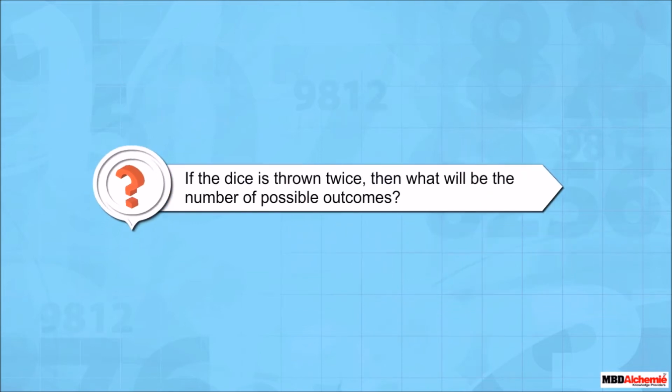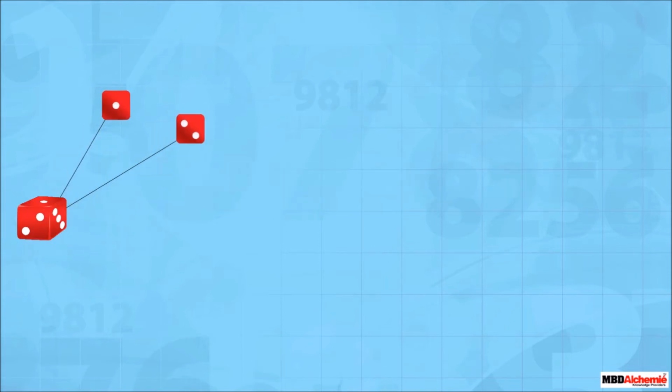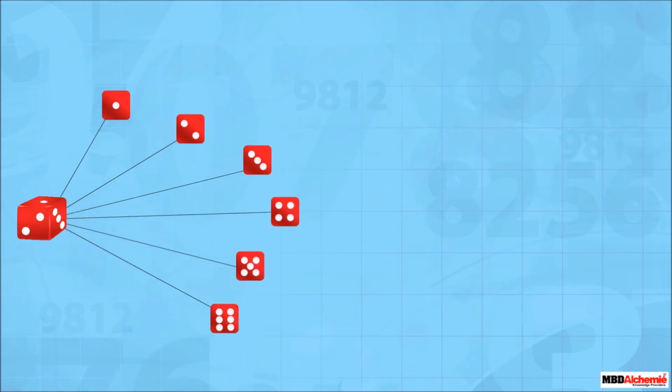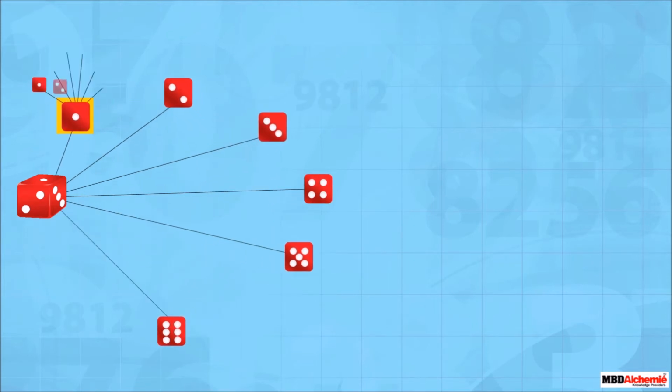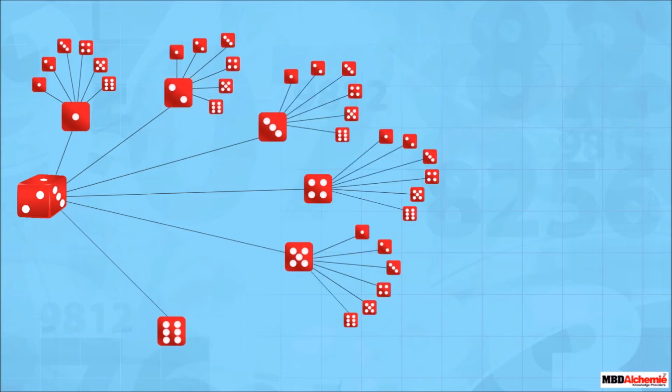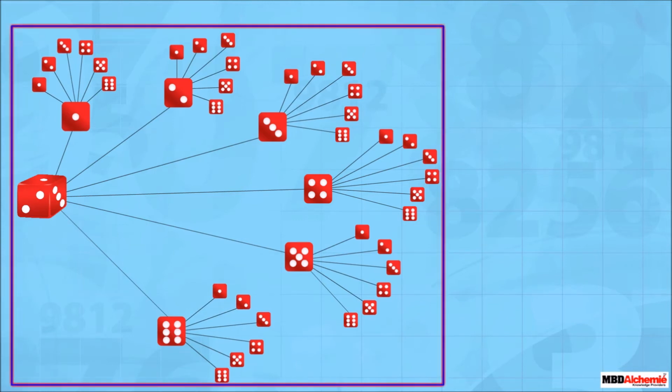If the dice is thrown twice, then what will be the number of possible outcomes? As we know, a single throw of a dice results in 6 outcomes. So, if our first outcome is 1, then on throwing the dice again, we have 6 options or outcomes: 1, 2, 3, 4, 5, and 6. And the same goes on if our second outcome is 2, then it also has 6 options or outcomes. Similarly, it goes the same for the other outcomes also. Thus, with the help of these, we can find the exact number of possible outcomes for this scenario.